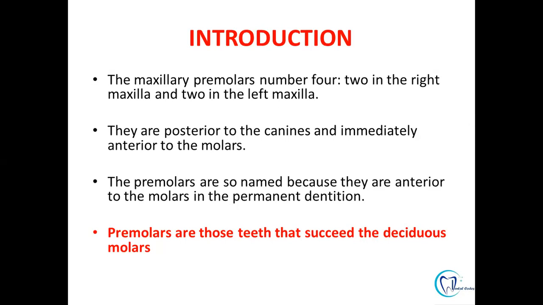Also, they are the teeth that succeed the deciduous molars. So they are before the deciduous molars. But these premolars do not have any deciduous counterparts. So we do not have any premolars in the primary dentition.